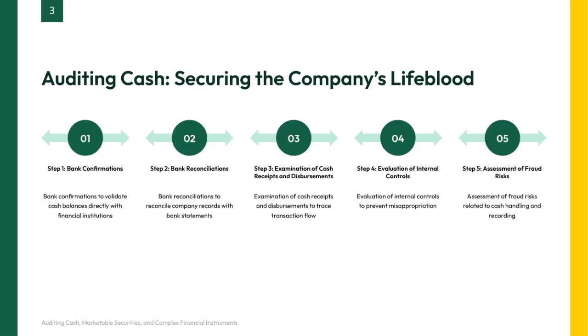When auditing cash, it's crucial to follow a structured process to ensure the company's lifeblood is protected. First, we start with bank confirmations, which involve directly verifying cash balances with the financial institutions to ensure accuracy. Then, we move on to bank reconciliations, where we carefully compare the company's records with bank statements to identify any discrepancies. Next, we examine cash receipts and disbursements closely, tracing the flow of transactions to spot any irregularities.